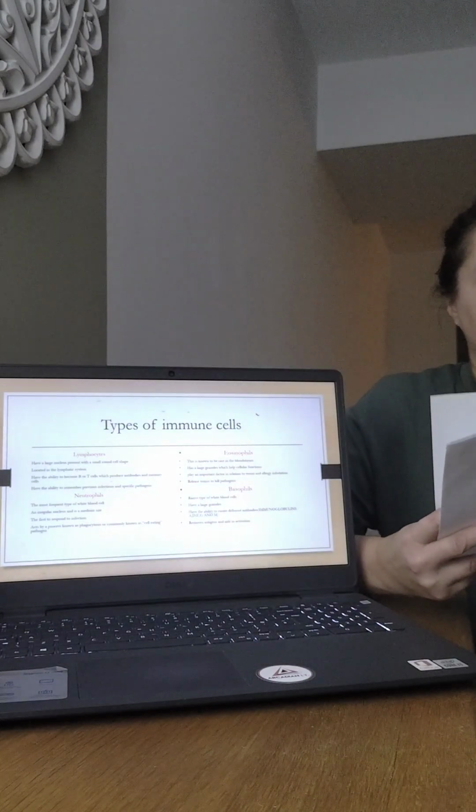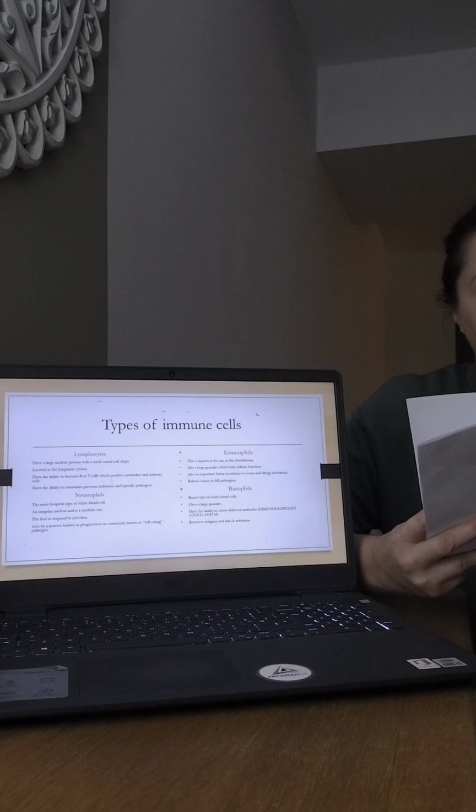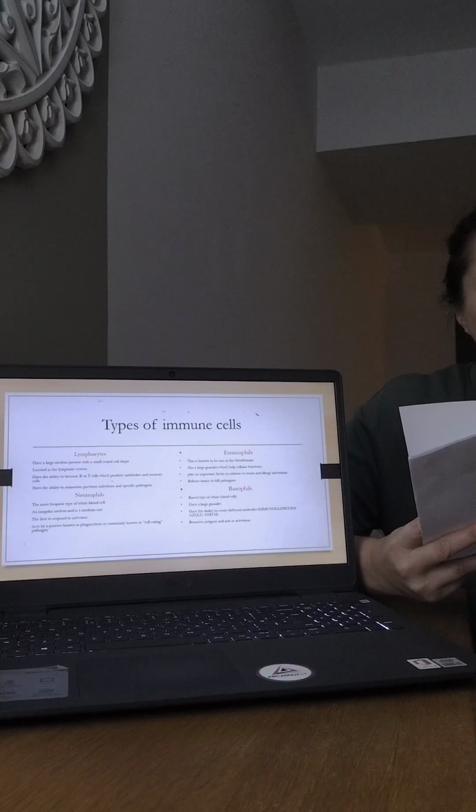Eosinophils are known to be rare in the bloodstream. They have a large granule and help cellular function. They play an important role in relation to worm and algae infestation, releasing toxins to kill pathogens.